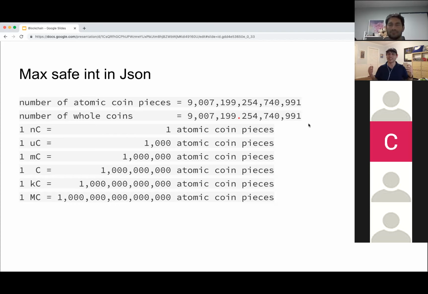And we've decided that we are going to use 1 billion indivisible pieces to be our coin. So we set a nano coin to be 1 atomic unit, which means our micro coins are 1,000, our milli coins are 1,000,000, our coins are 1 billion, etc. This means that in this system, there can never be more than approximately 9 million coins, because we would simply run out of space. That is the largest integer that we can put into a JSON object. And we would start getting rounding errors if we went past that.